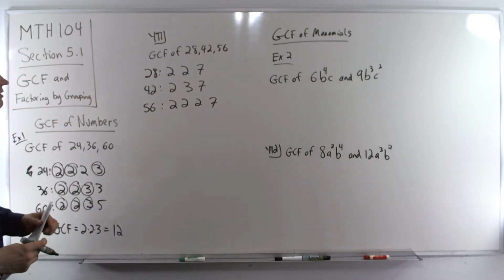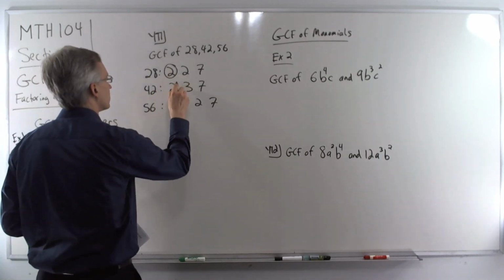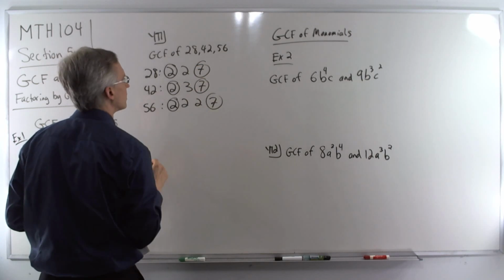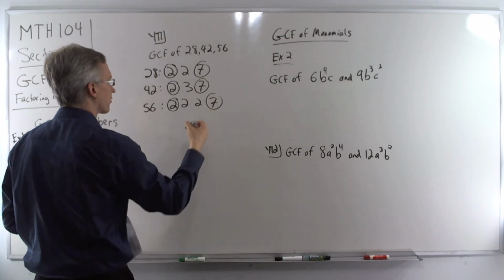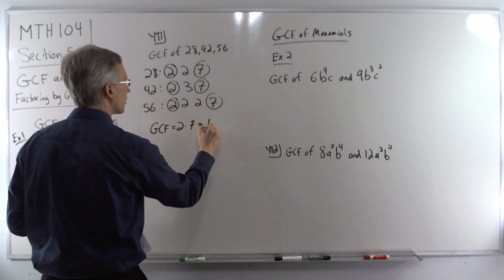All right, so there's our prime factorizations. Now we're going to find the matches. Got a 2, got a 2, got a 2, and then we got a 7, and a 7, and a 7. And that's it. That's the only matches between all three of them. So GCF equals 2 times 7, or 14.